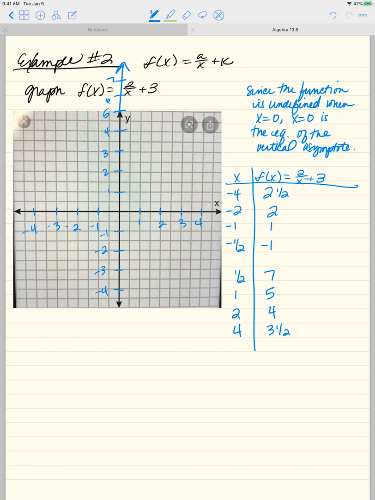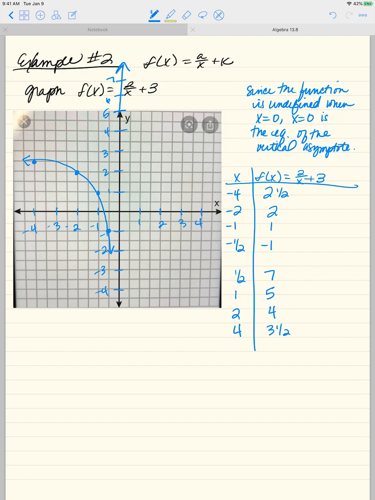I need to start marking these axes before I do the problem, so you don't just have to sit there watching me do that. Okay, so when x is negative 4, f of x is 2.5. When x is negative 2, f of x is 2. When x is negative 1, f of x is 1. And when x is negative 1/2, f of x is negative 1. Okay. Graph this branch of the hyperbola.